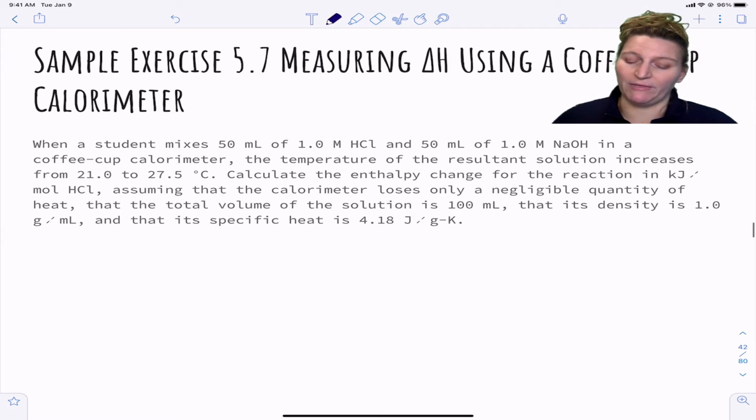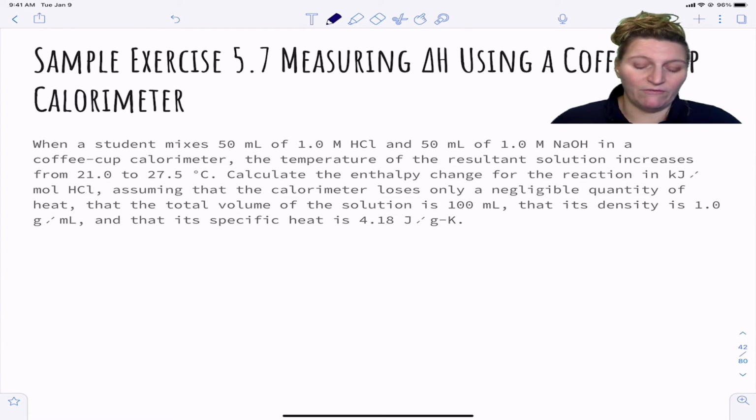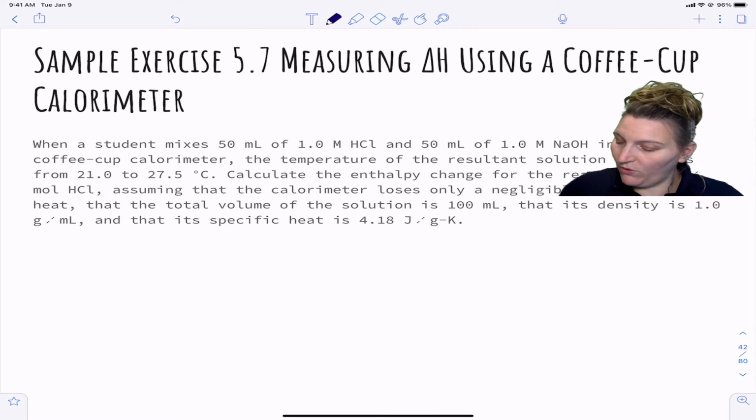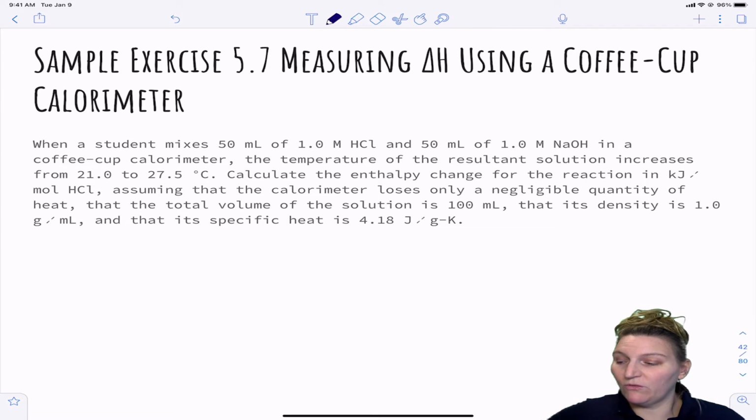So here's a very typical problem, and this is a very common problem. You will definitely have to do something similar to this on the AP exam, because this is a really fundamental type of problem. A student mixes 50 milliliters of 1.0 molar HCl and 50 milliliters of 1.0 molar NaOH in a coffee cup calorimeter. The temperature of the resultant solution increases from 21 degrees Celsius to 27.5 degrees Celsius. So this is an exothermic reaction. So already, if the solution increases in energy, then the reaction lost energy. So I know my answer is going to be negative.